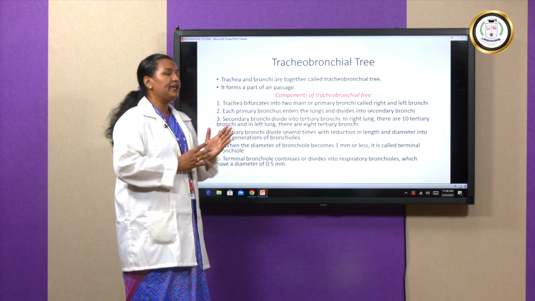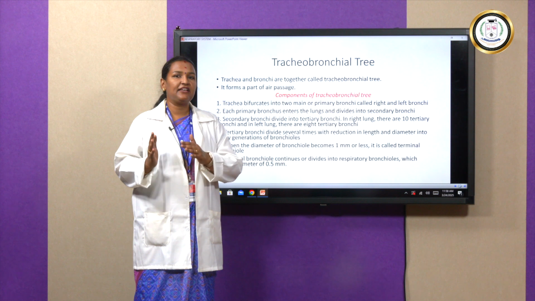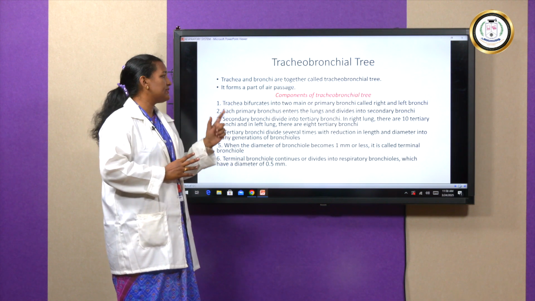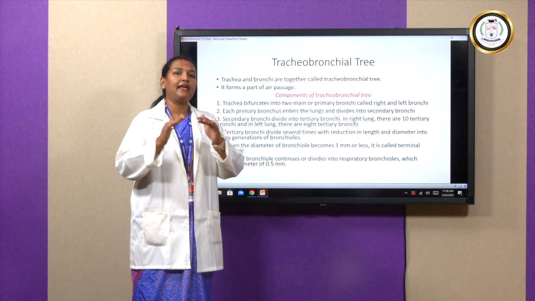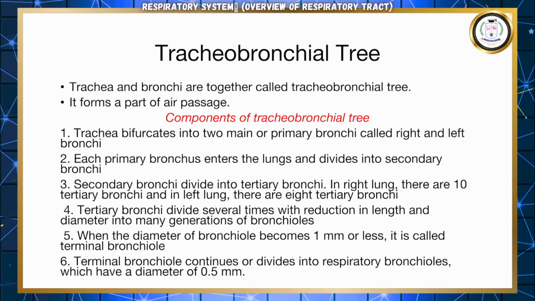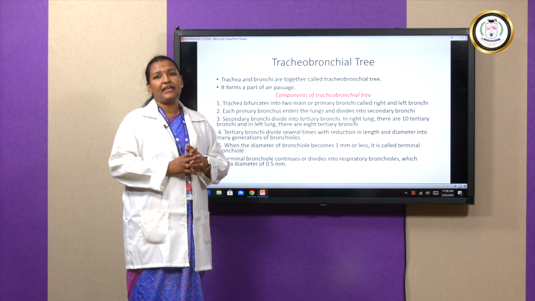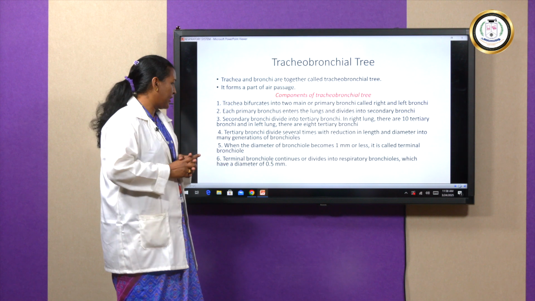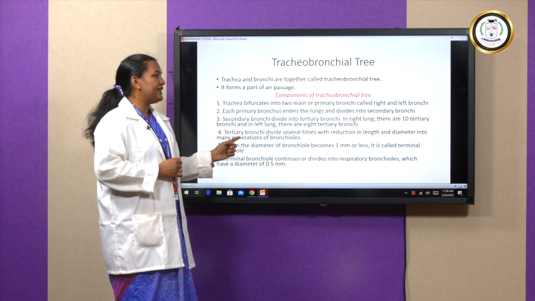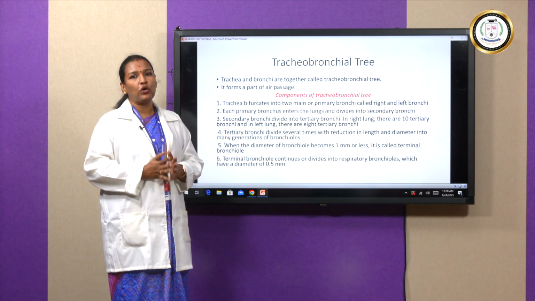First, the trachea divides into right and left main bronchi. Each primary bronchus enters the lung and divides into secondary bronchi. Secondary bronchi further divide into tertiary bronchi or segmental bronchi. On the right side there are 10 and on the left side there are 8 segmental bronchi. Then tertiary bronchi further divide into various small divisions known as bronchioles.